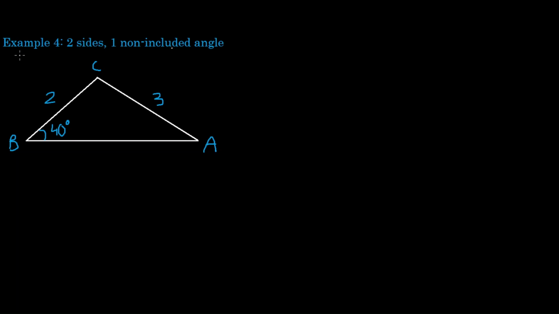In our fourth example, we have this triangle where we are given the measure of two sides and one non-included angle. You can use the sine rule to find the measure of angle CAB, then use the sum of angles property to find angle ACB. Or you can use the cos rule right from the beginning to find side AB first. That's what I'm going to do here.